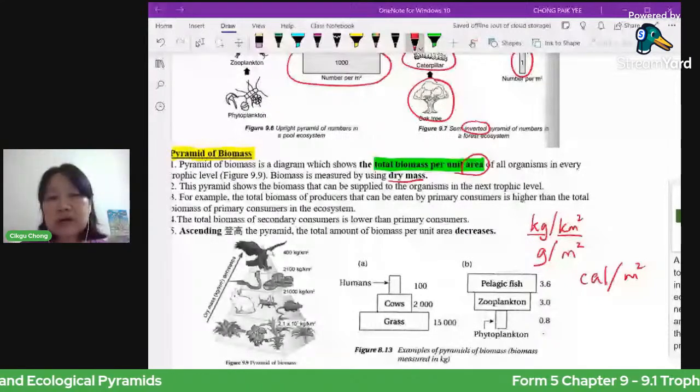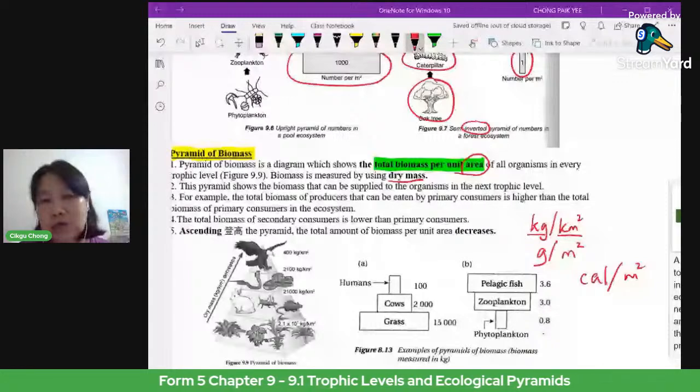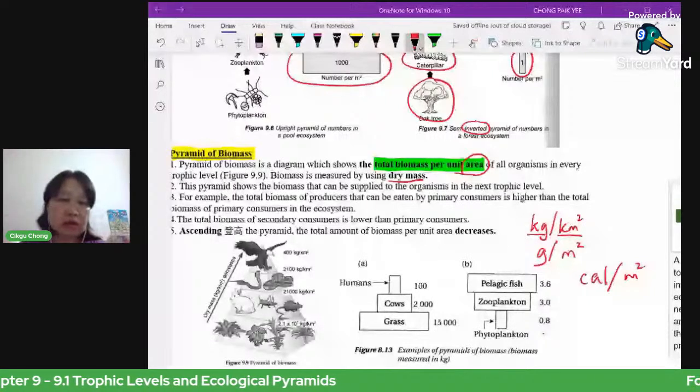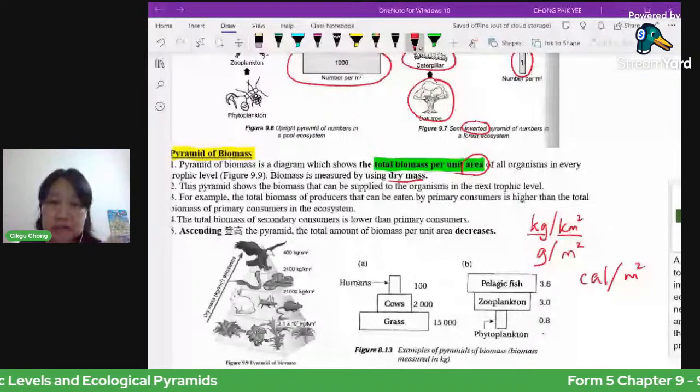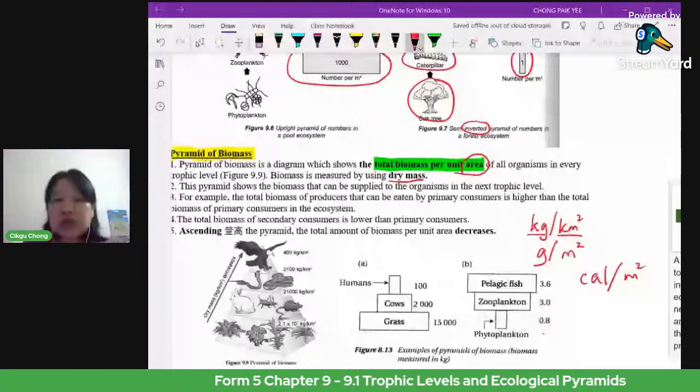You're talking about grass, not the number. You don't have 15,000 grass. It's 15,000 kilograms of the tissue. And then maybe 100 kilograms of human, about 2%, right? Let's say about 50 kilograms. Okay, so this is the upright.